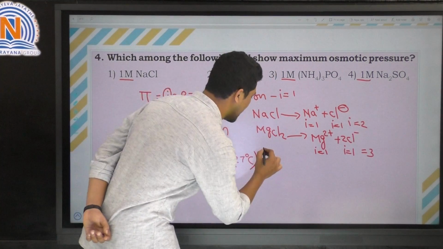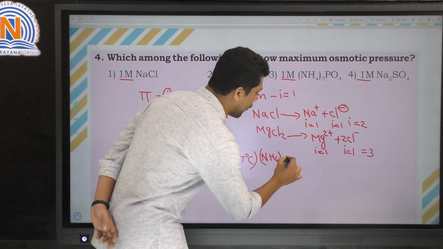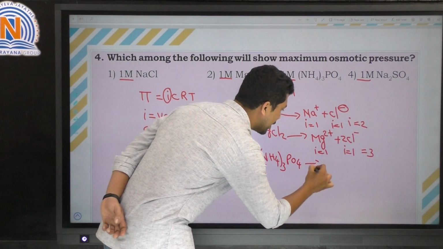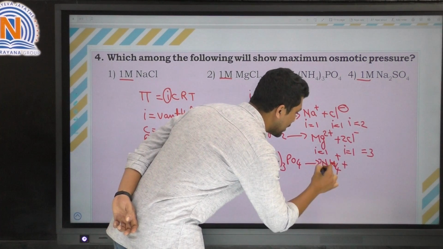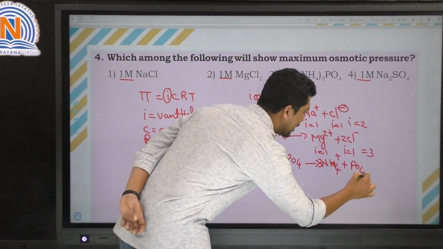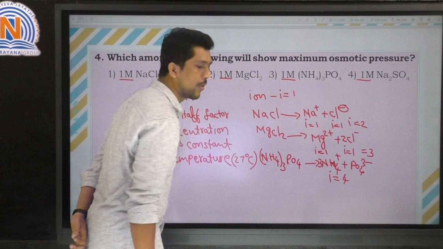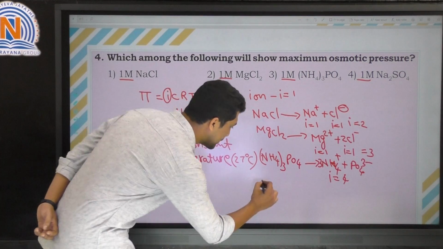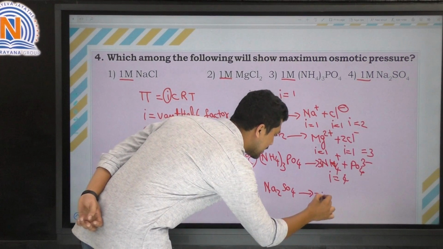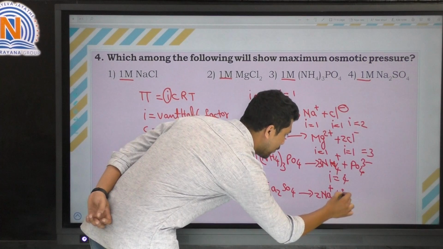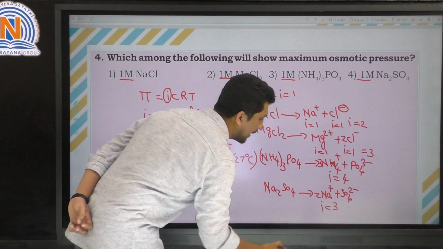When you come to the third option, that is (NH4)3PO4, this will dissociate into 3NH4+ and PO4 3-. So the total van't Hoff factor for this molecule is 4. And the last one, Na2SO4, that is 2Na+ and SO4 2-. So the total van't Hoff factor for this molecule is 3.